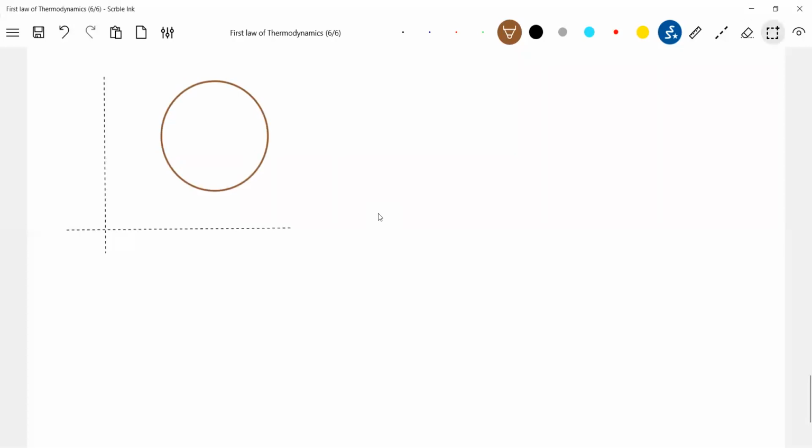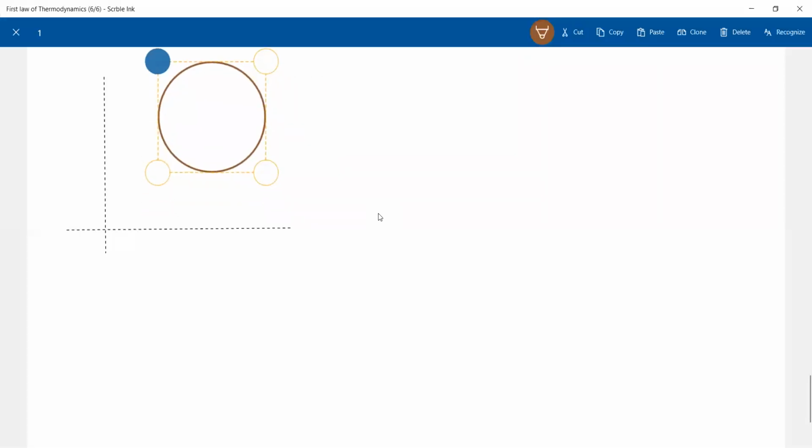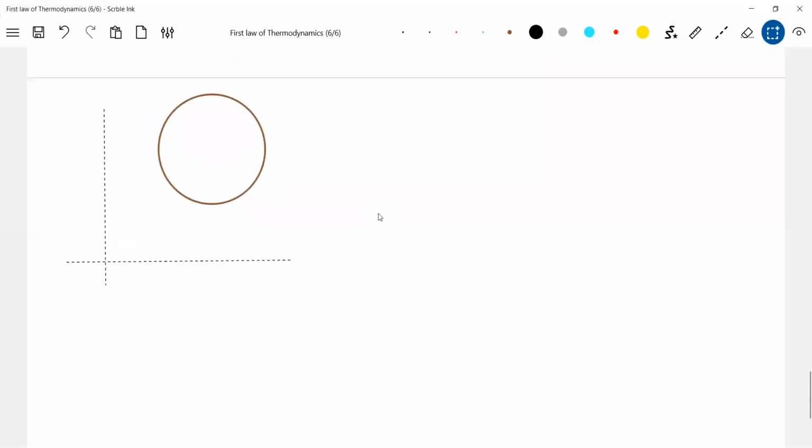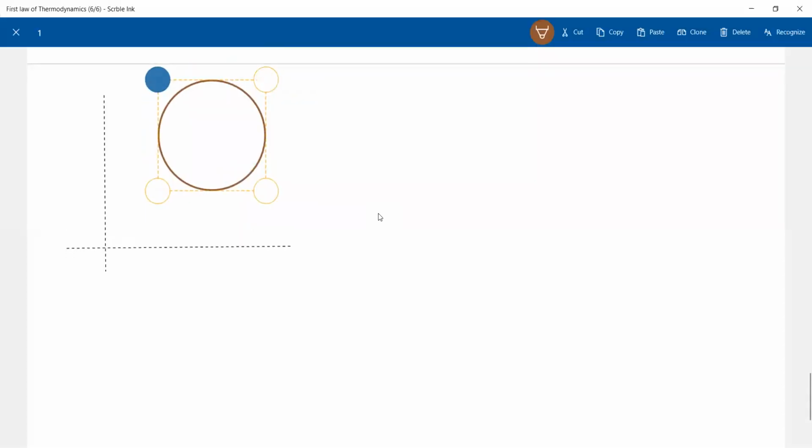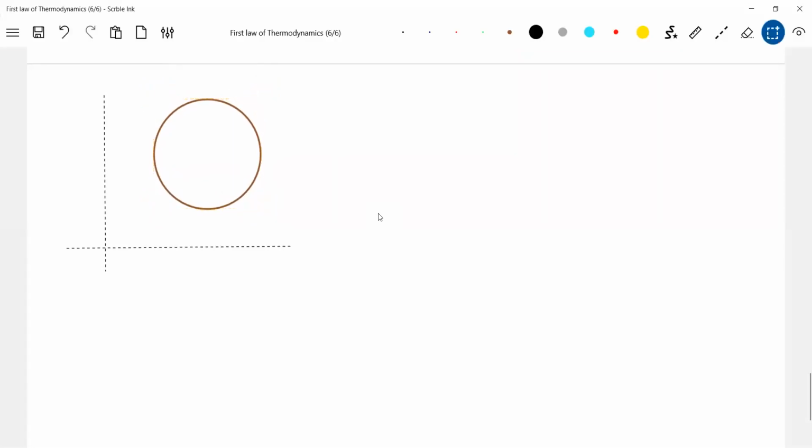Okay, this is a cyclic process. Let's go for indicating all the things. So let this be the pressure graph. Let this be volume, V naught, or let's select V1, V2.